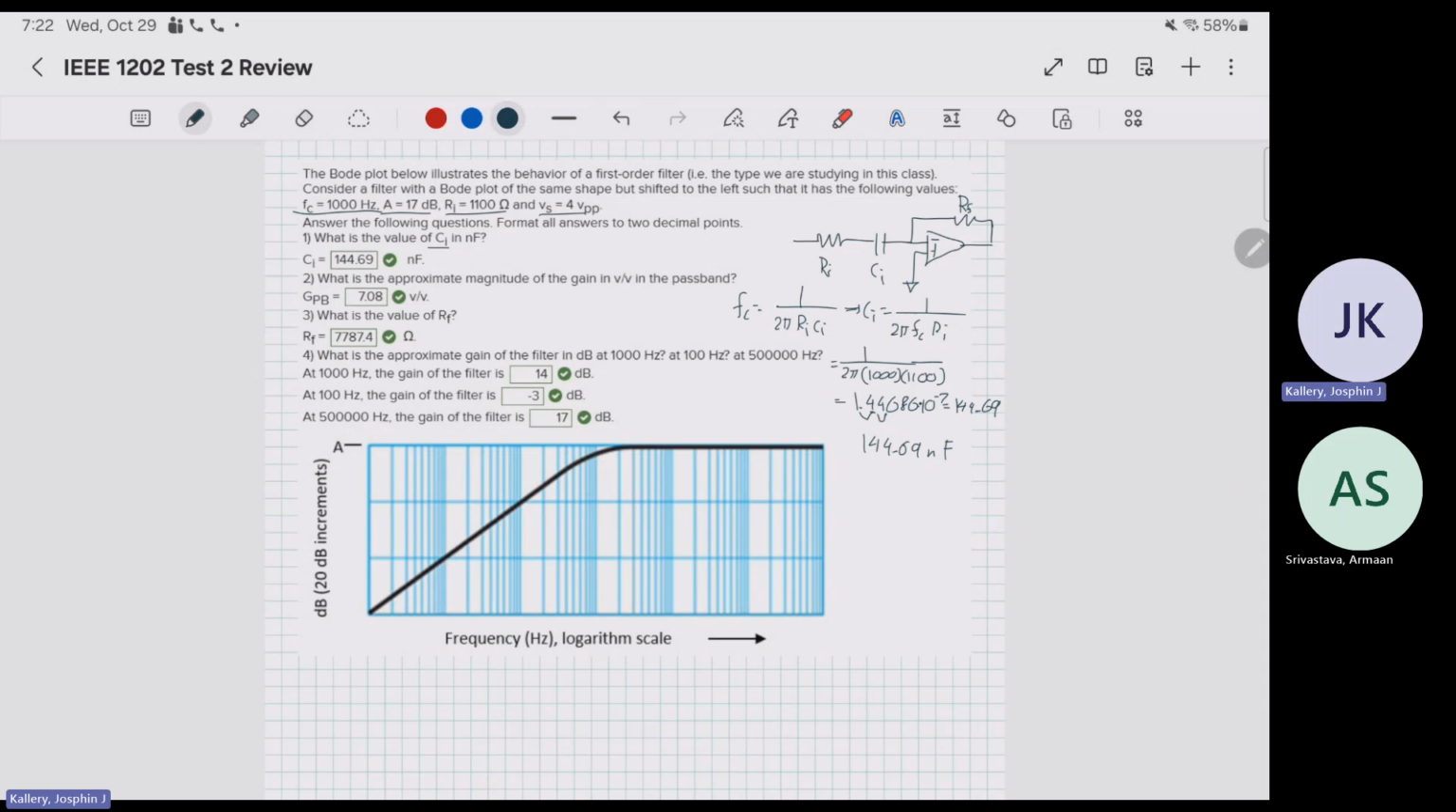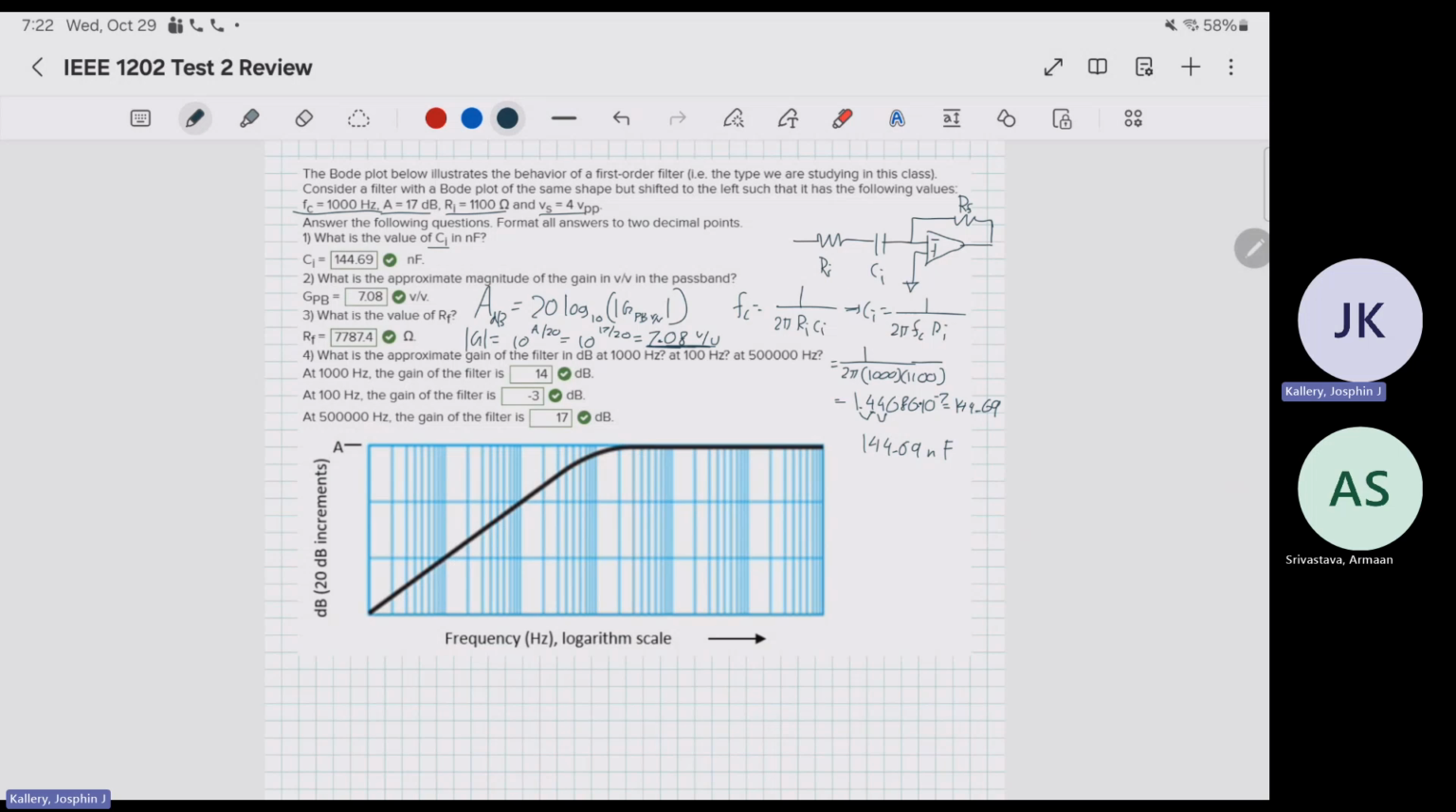That's when we move to the gain in decibel equation. 20 log base 10 of gain in passband volts over volts. Okay, so I want to solve for this, so I need to isolate. So I get my gain equals, once again, same expression, 10 raised to the A over 20, which is 10 raised to the 17 over 20, which should be roughly 7.08 volts over volts. So this is our answer to part 2.